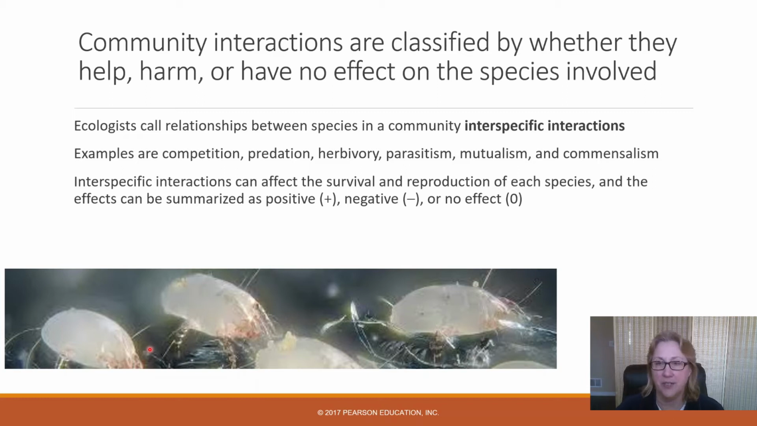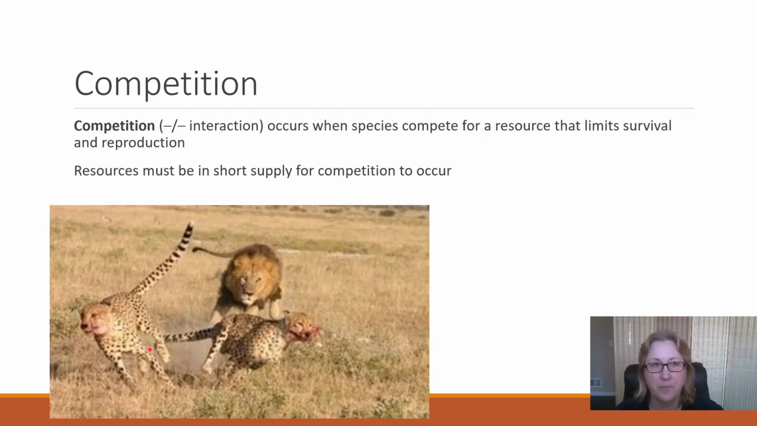So community interactions, and what type of interactions they could potentially have, are classified as to whether they are positive, negative, or neutral for either party. So competition is generally negative for both species. Predation is positive for the predator, but negative for the prey, for example. So we'll talk about some of these.